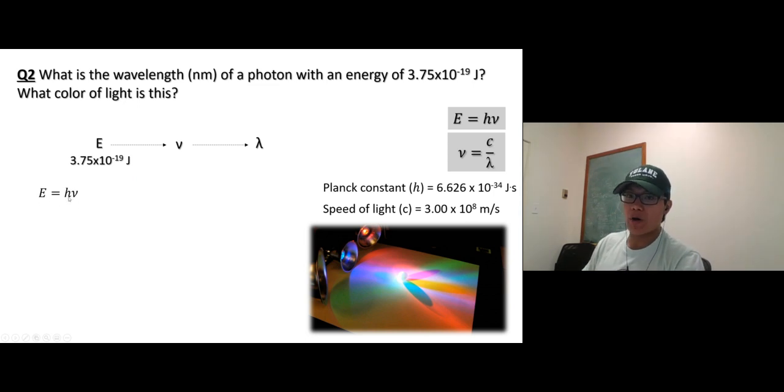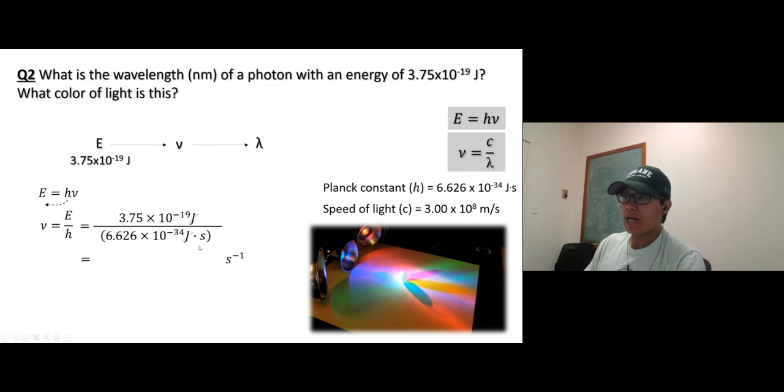I'm going to move things around real quick. So move h to the left side, or divide h on both sides, same thing there. All right, so you're going to have nu equal to E over h, and then plug in. E is 3.75 times 10 to the negative 19 joules, and h is given, which is the constant 6.6 and so on. All right, do the math right there.